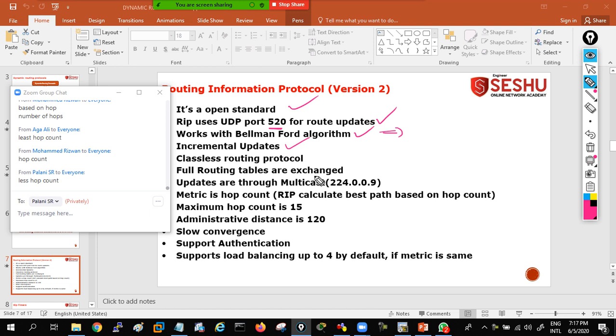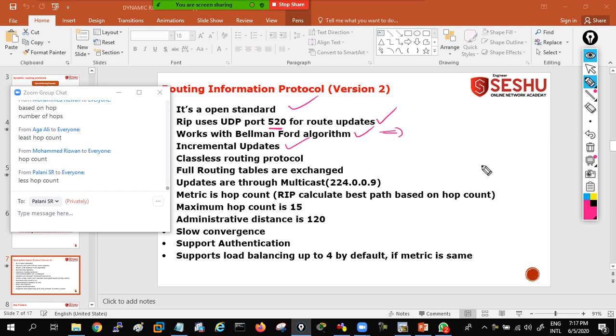Immediately. Whenever you add something, it will send it immediately. It's not waiting for a certain period of time. Right, guys? Everybody understand this point? Fourth point, incremental updates. Say yes for me. One by one, you need to give me yes.